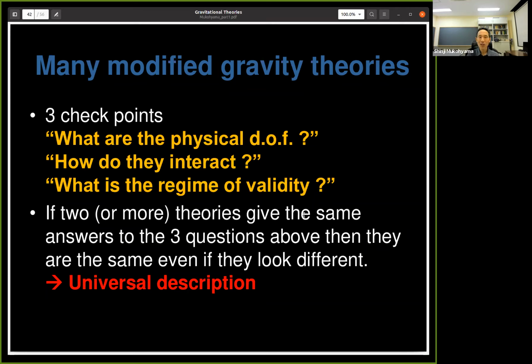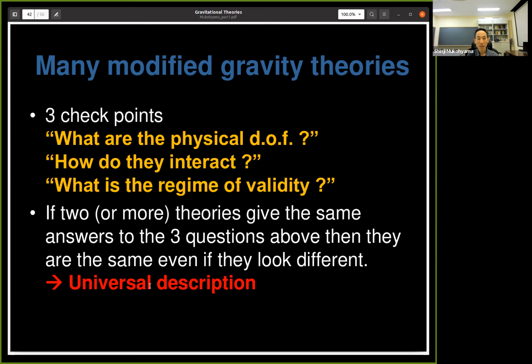But usually there is a so-called cutoff scale above which we cannot trust the theory. So we need to know the regime of validity of the theory. Okay, and if two or more theories give the same answers to these three questions, then I think they should be the same, even if they look different. So this suggests that there should be some universal description.